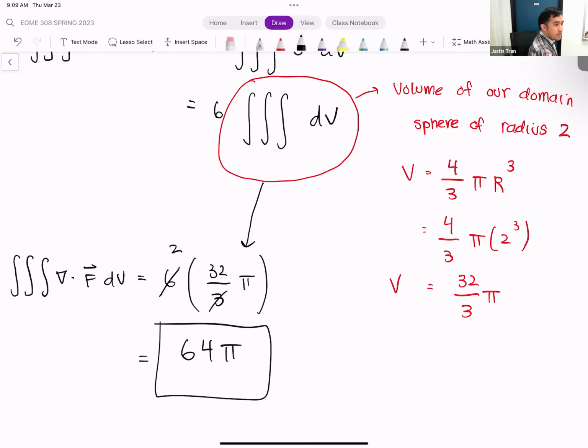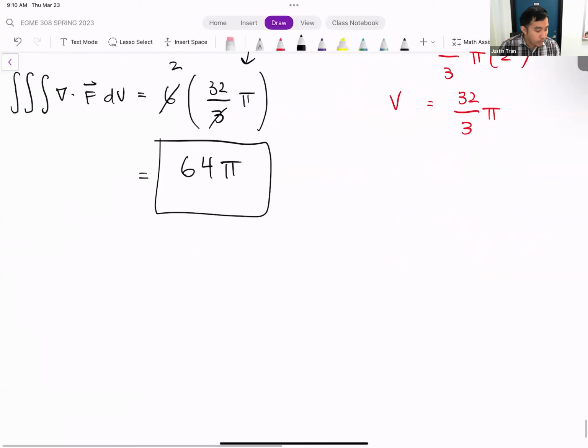All right, any questions on this example here? Okay. All right, let's do one more example where I'll show you another example here where it's going to be easy. Okay, so let's use the divergence theorem and let's use it to evaluate the surface integral.